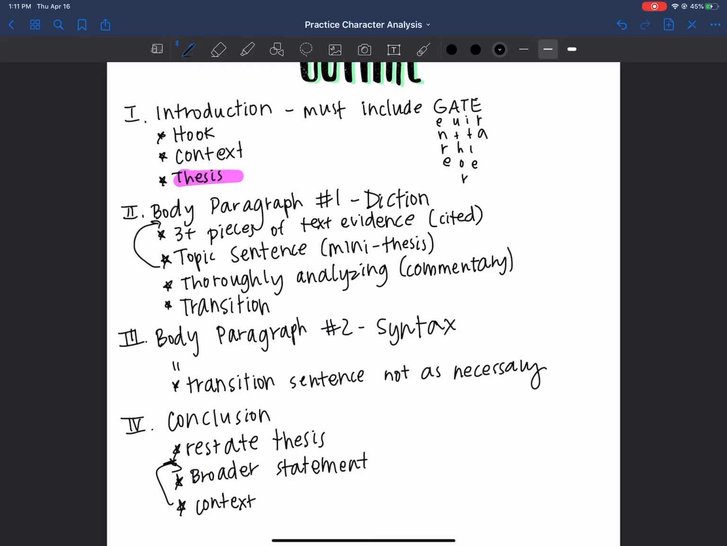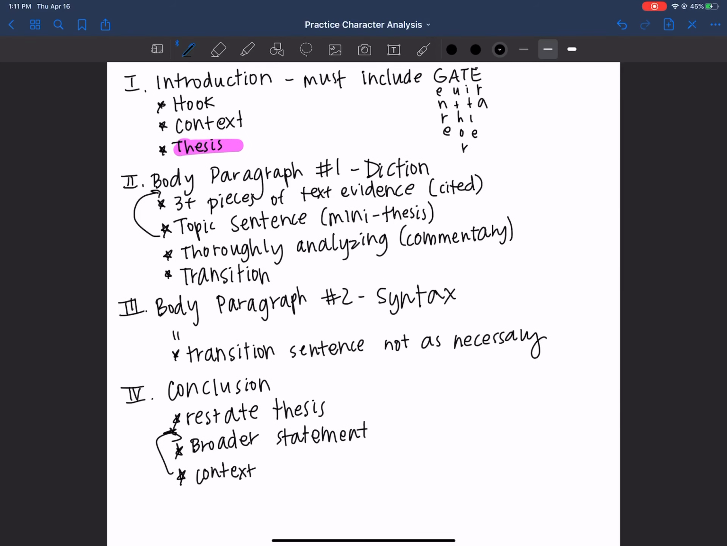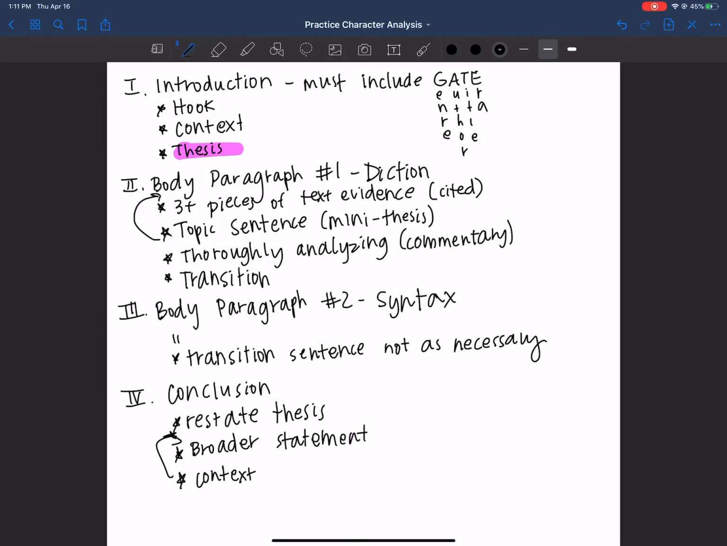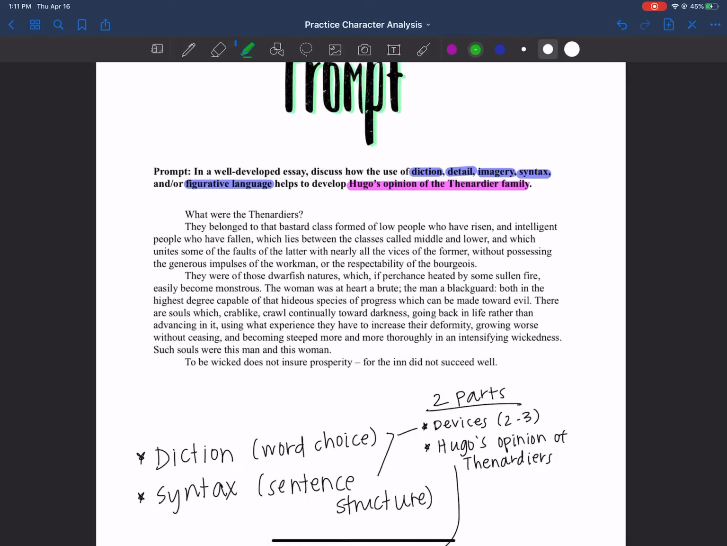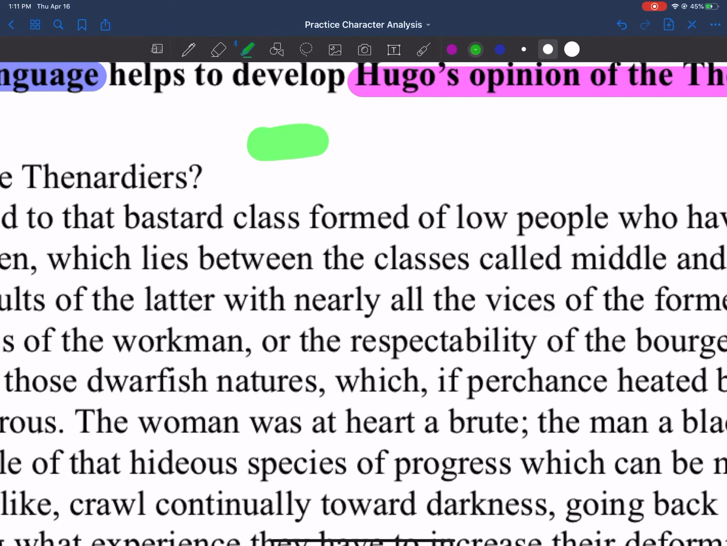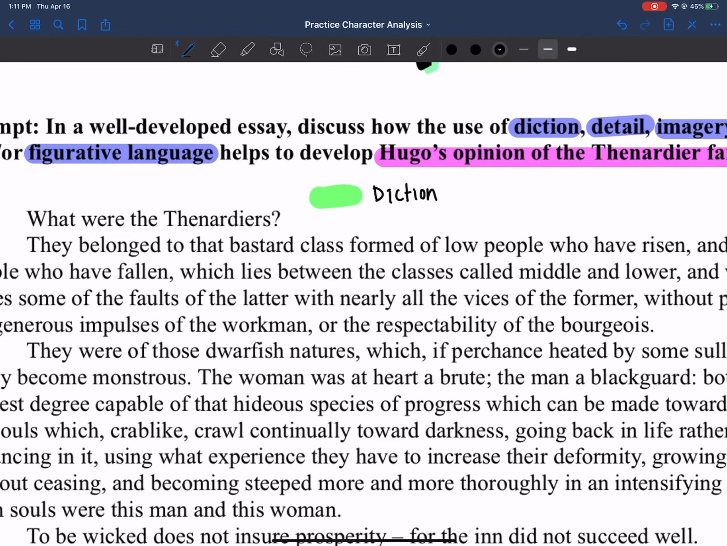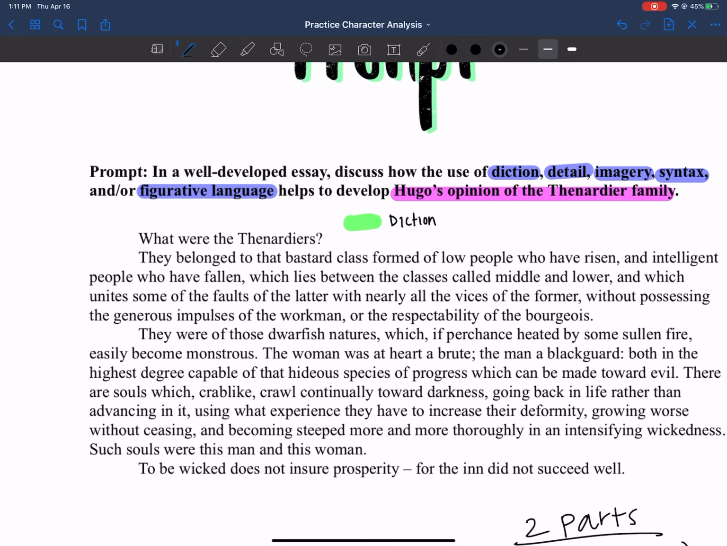All right, so I know what I have now. I know what I need to be doing in my paper. It is now time to go and look for some quotes. Okay, so I am going to first look for diction, and then I will look for syntax afterwards.